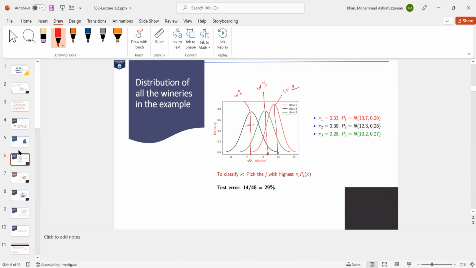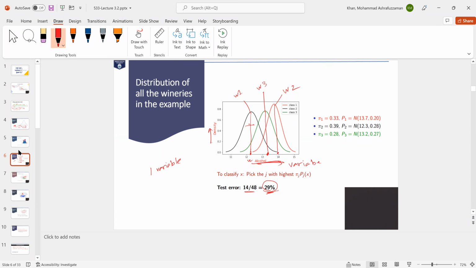Now, the author who basically ran this experiment, he found that the test error becomes 29% if he used only one feature. So this is a case for univariate Gaussian, just using one variable. That's how we see this is the variable, and this is the density value. Now, 29% error is really huge.